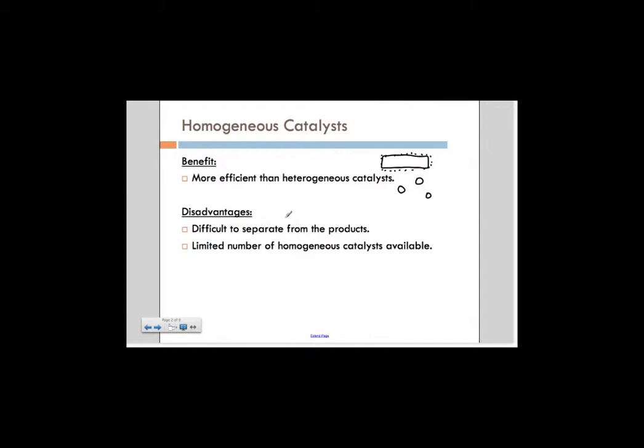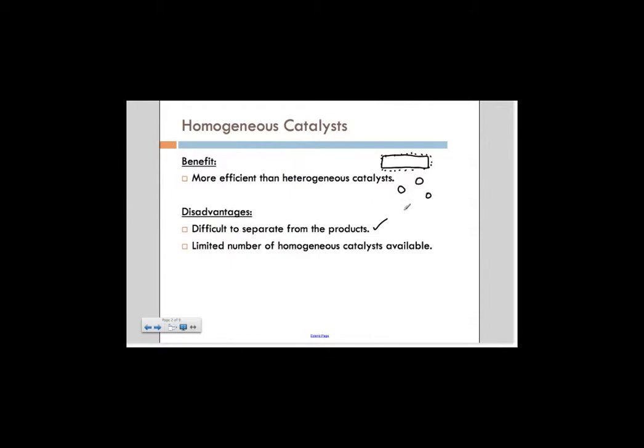However, there are some significant disadvantages to homogeneous systems, and the main one is that they can be very difficult to separate from the product. So remember, you're adding it, so if we think of an aqueous system where you're adding this catalyst and dissolving it in water along with your reactants and your products, at the end of the day you need to get that catalyst away, or get your products away from the mixture.